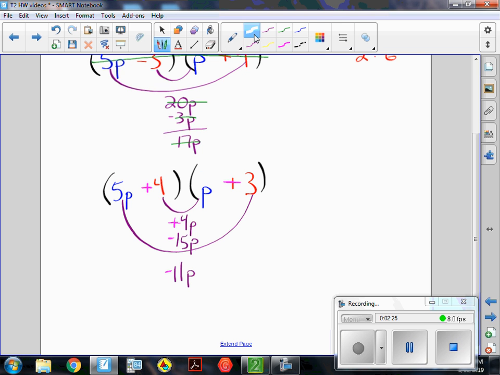So when you get the exact opposite number, positive instead of a negative or negative instead of a positive, the fast way to fix that is to switch the signs. So negatives become positives and positives become negatives. Now if I do all the math, I'll have 5p squared minus 11p minus 12.